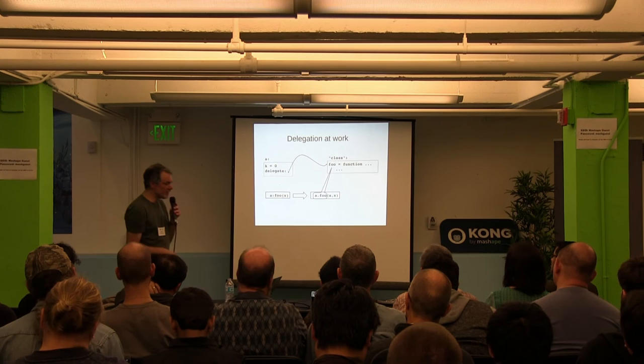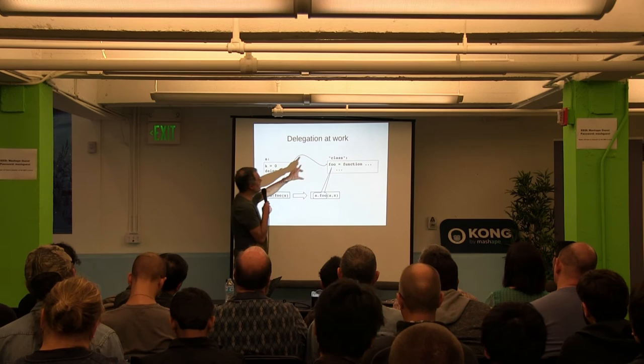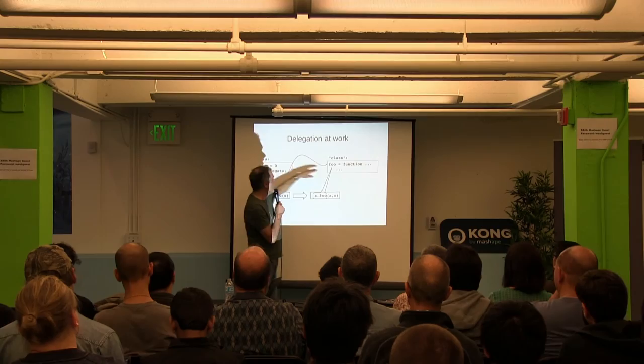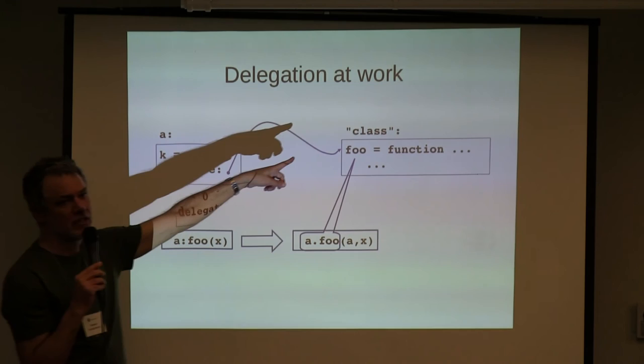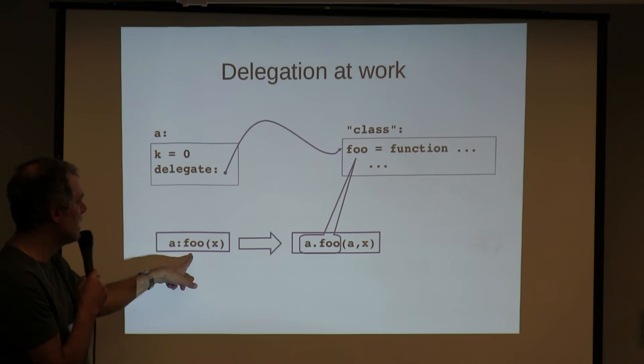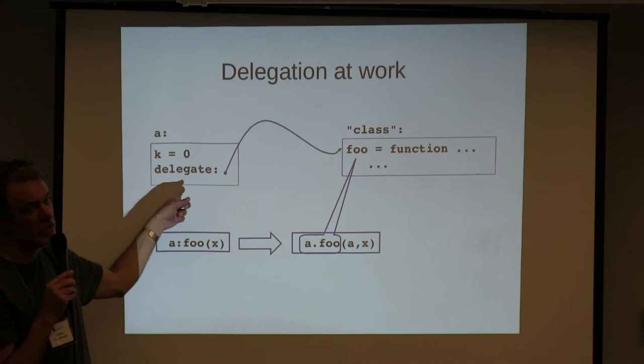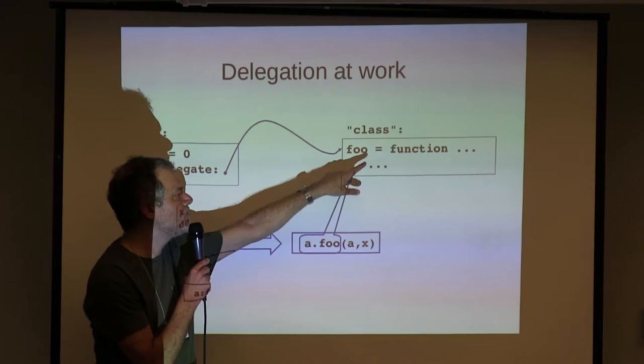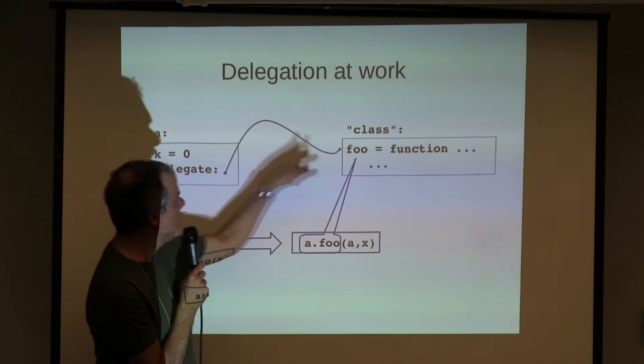When you write a program, you have a table that corresponds to a class where you put your methods. The object itself, instead of having the methods, only delegates to the class. So when you write A colon foo, as I said, it translates to A dot foo. It tries to access foo in this table. This table doesn't have that key, so it looks in the class, and there it finds the function. So it calls the function, but the parameter, the self, is A, this table here. And so everything works exactly as we expected.